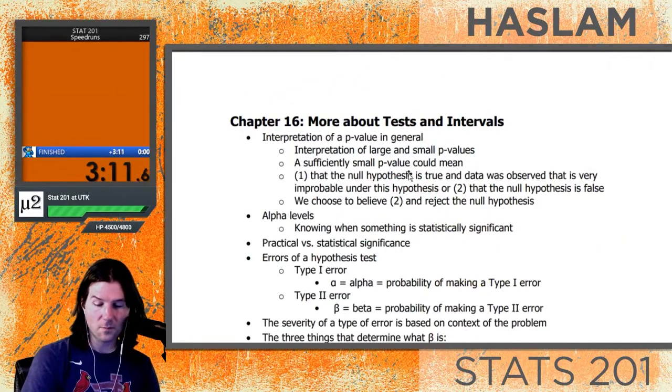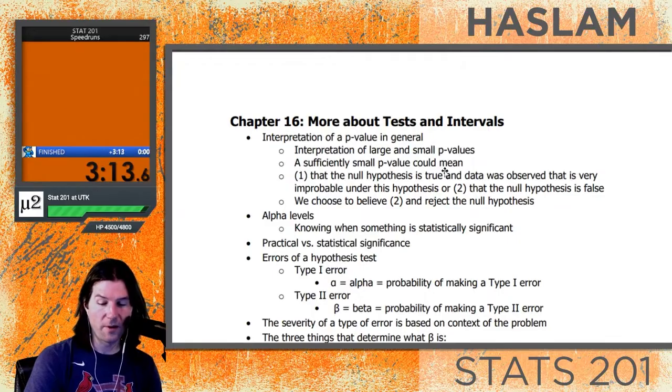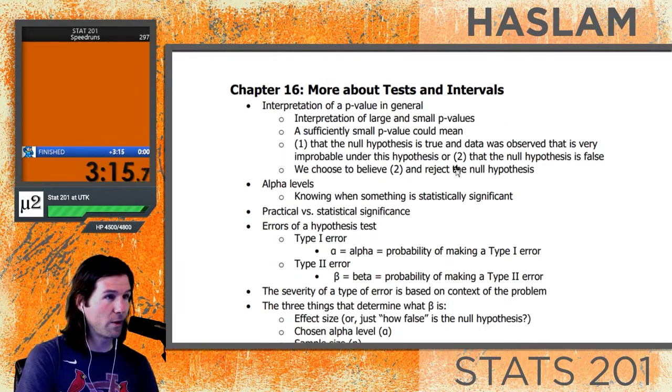So there we go. A sufficiently small p-value could mean that our results were very unlikely, given that the null hypothesis is true. And all this right here is just going over the interpretation that we've talked about a moment ago.